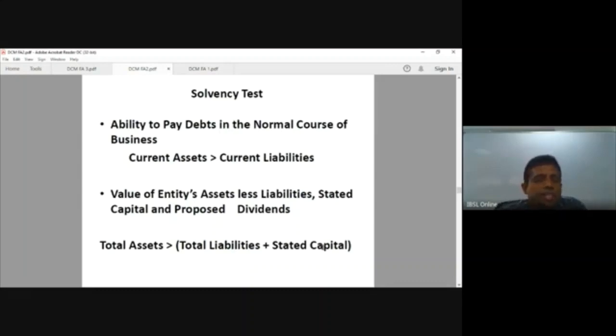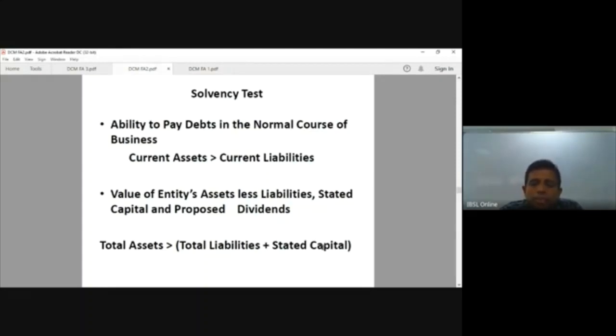How do you satisfy this particular point? You have to see whether the current assets of the particular company are more than the current liabilities. That is one thing. Point number 1 you can very easily detect, right? Point number 2, value of the entity's assets, right? You have to take the total assets less liabilities less stated capital and proposed dividend.